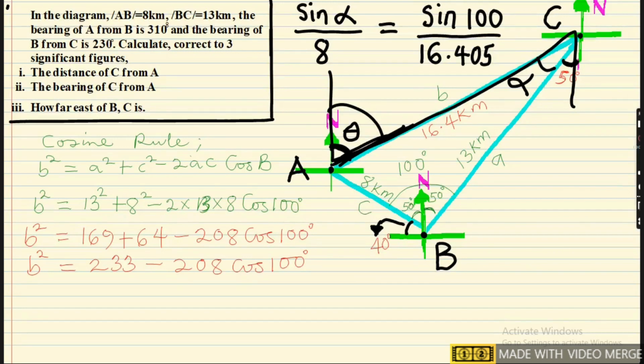The last part of the question says, how far east of B C is? Oh, by the way, before we go to the third one, I also want to say that the second one can be figured out in any way convenient for you. For instance, instead of finding this angle we call alpha, you could have found this angle in this corner here. Of course, you could use sum of angles in a triangle, or instead of using sine to get this alpha, you could use sine rule to get this angle here directly.